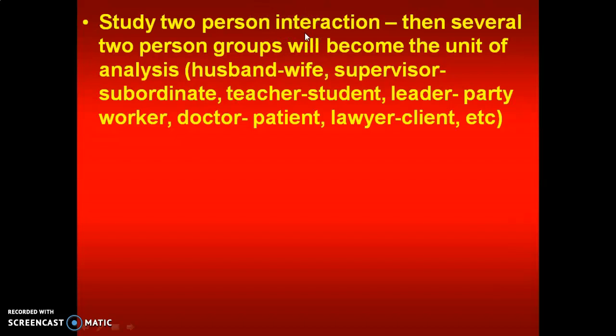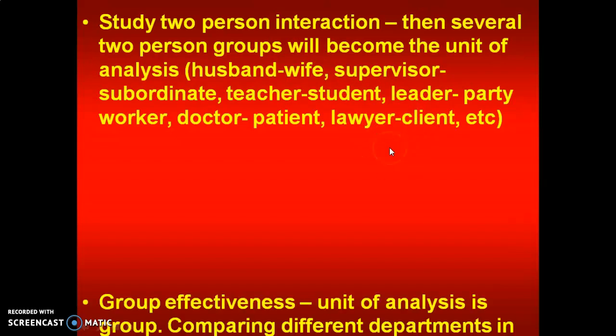Now, the study of interaction between two persons. If you will be studying the discussion which is happening between two persons, then several two-person groups will become the unit of analysis. So if husband and wife are discussing some matter, or a supervisor and subordinate are discussing some particular situation. It could be a teacher and student discussion, a discussion between the leader and the party members or party workers, between the doctor and the patient, or between the lawyer and the client. So in this case, the unit of analysis becomes the two-person pair instead of just one person.